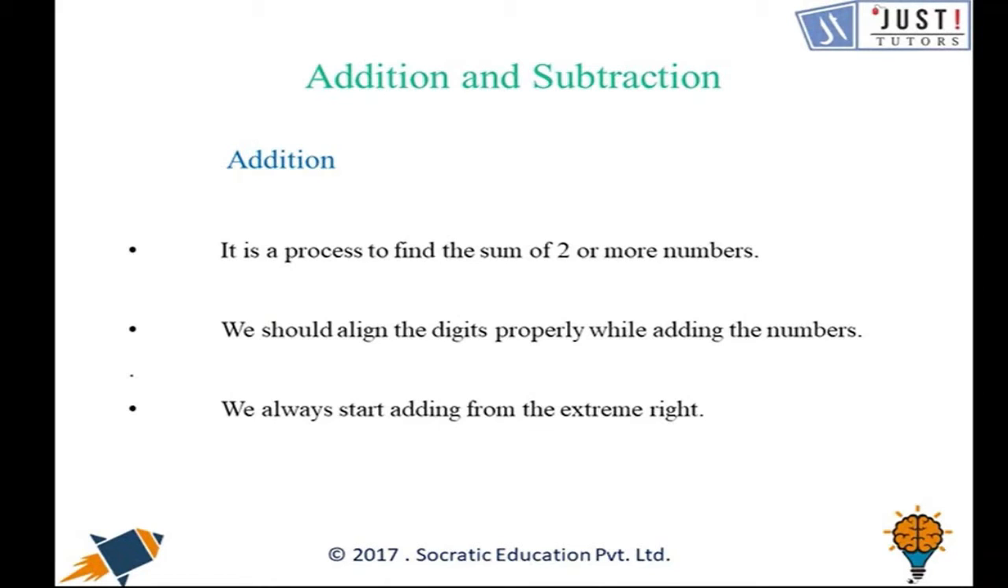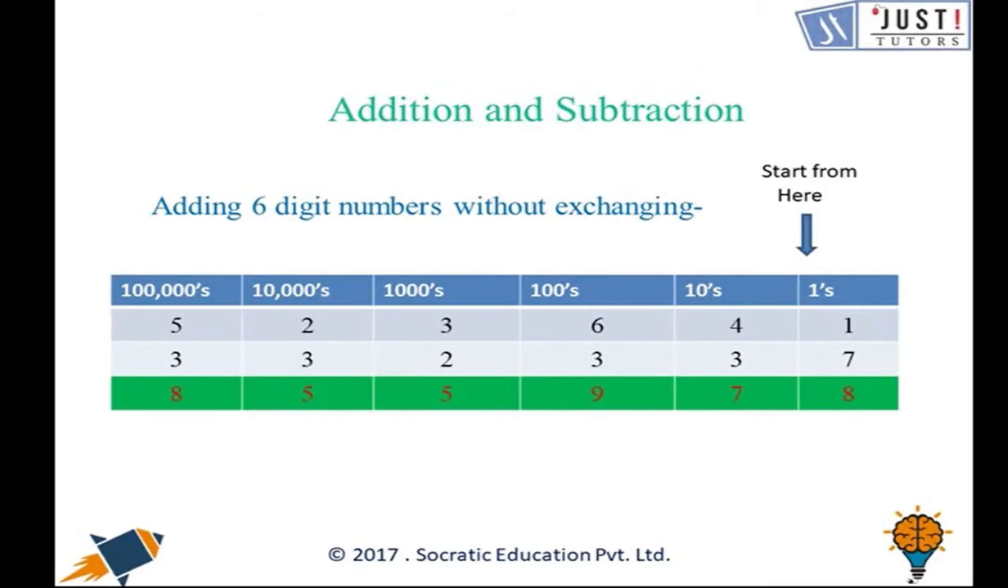Now let's learn how we can add 6 digit numbers. This question is without exchange. We have aligned the digits properly. I'll just write the number down for you. That was my number, and I was adding 3,32,337 to that. So that was my question. I made a place value grid and made sure that I aligned the digits properly.